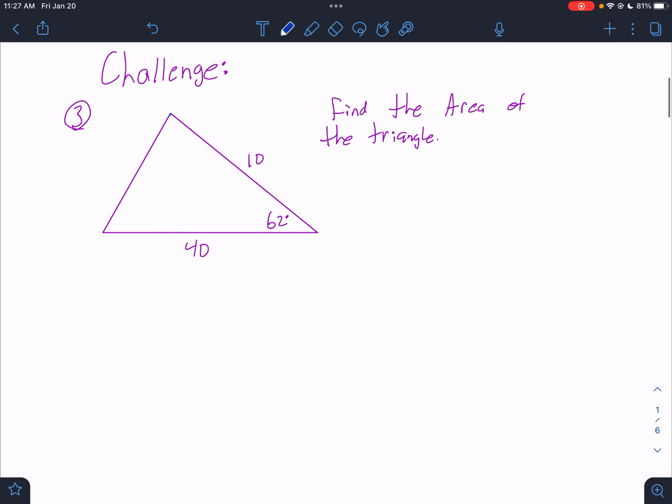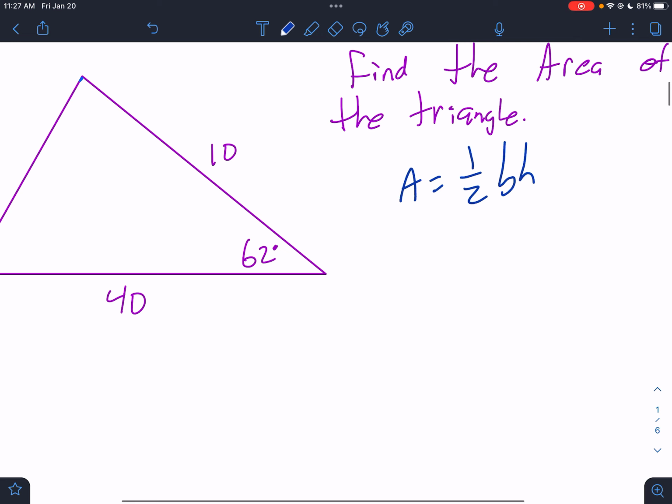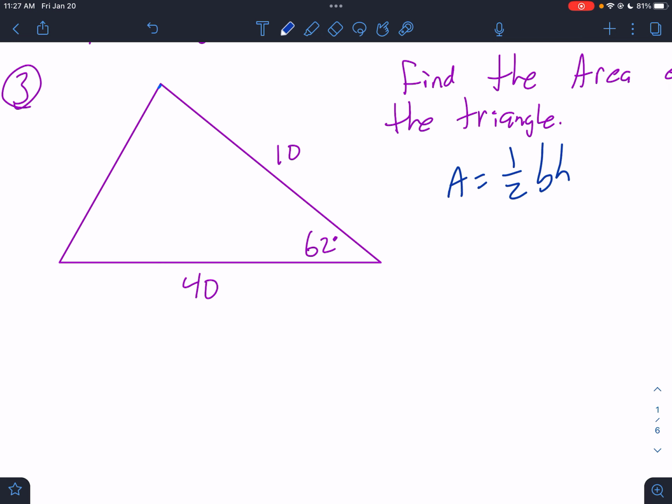All right. Challenge question, find the area of the triangle. I would love for you to pause and try to do it on your own. I'm going to work it out. It's 1/2 times base times height. That's how we get area. I don't have a height. How do I know? Heights make rights. You have to have a right angle to have a height. No rights, no heights.